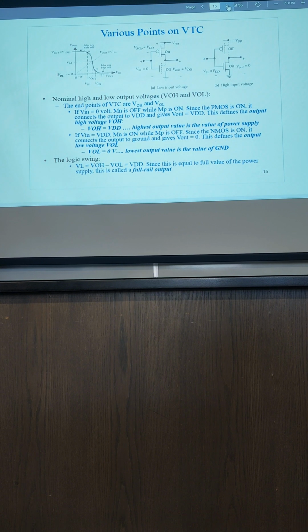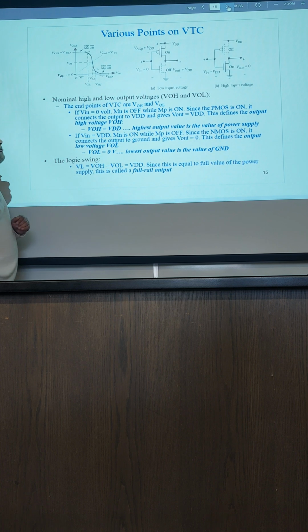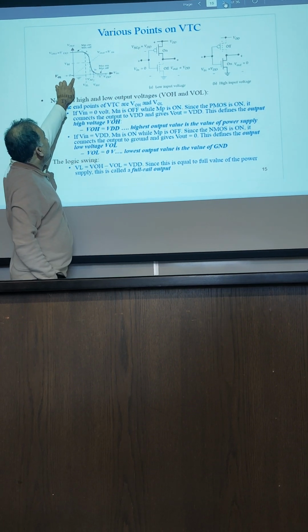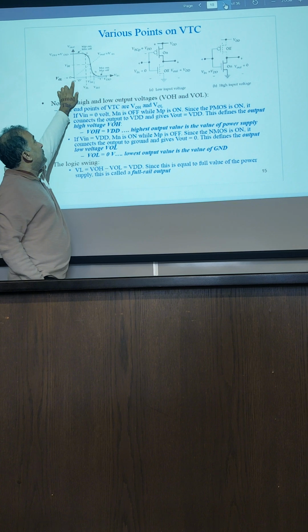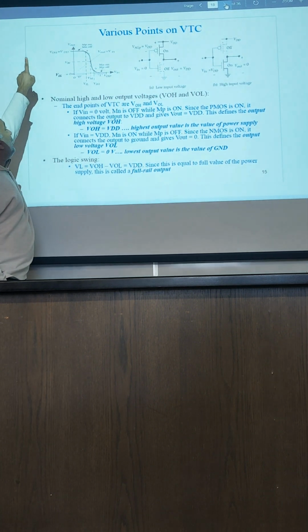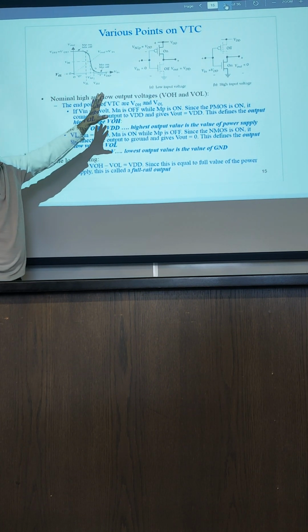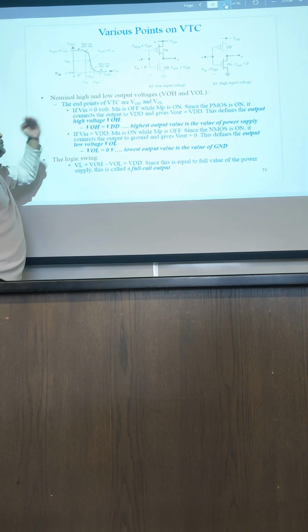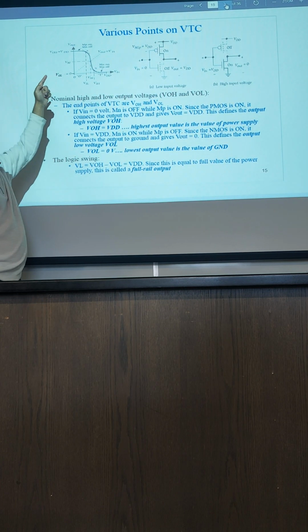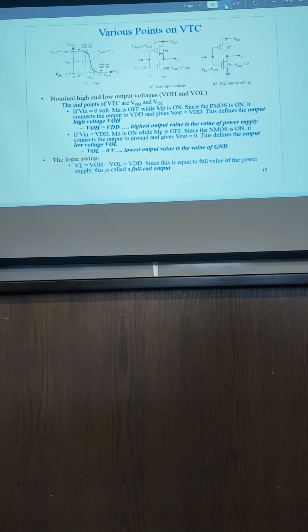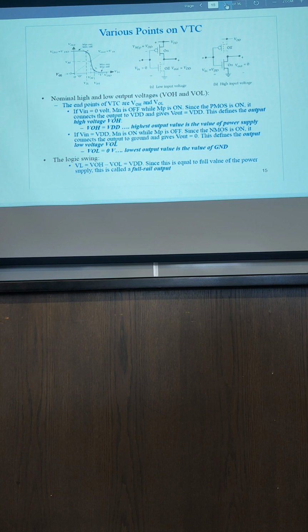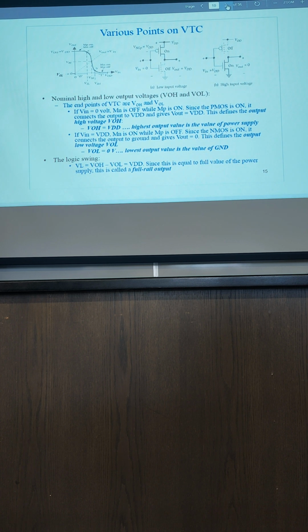So now, let us define those 5 points which we mentioned. At the beginning, when input is 0, we will have a perfect output because it's a CMOS inverter, full voltage swing, output high will be perfectly equal to VDD. For some logic circuits, output high will not be equal to VDD. But our first point of interest is VOH, which is the output high.